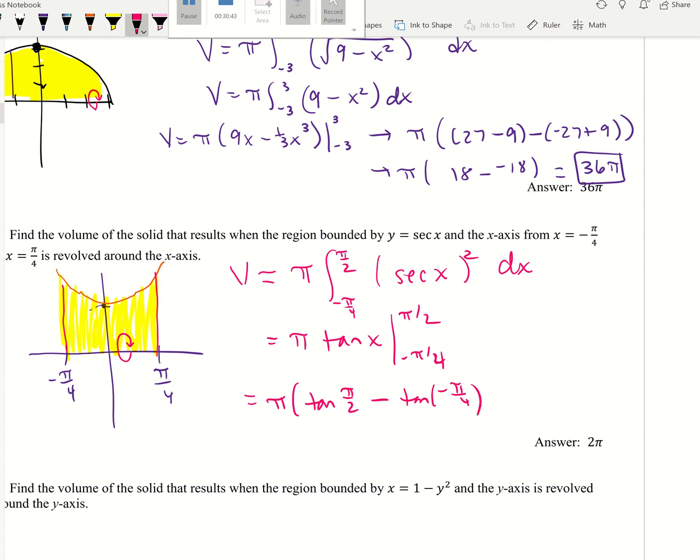So this would be pi times the tangent of pi over 2 minus the tangent of negative pi over 4. Oops, I think I wrote this wrong. This is a pi over 4 here, and here, and here. I'll make those 2's look like 4's. So this would be pi times tangent of pi over 4, which is 1, minus the tangent of negative pi over 4, which is negative 1. So I would get 2 times pi.